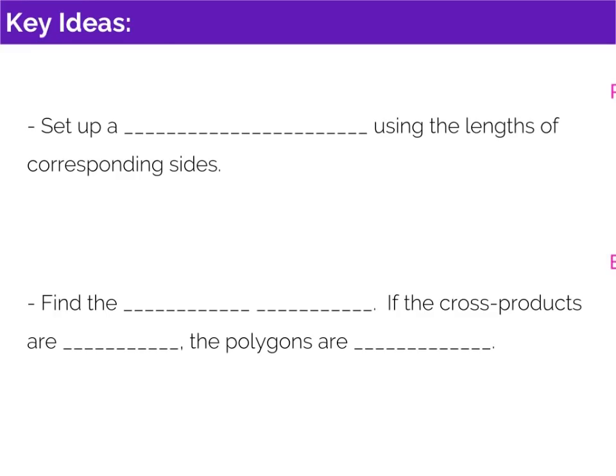Some key ideas that we have to know before we start using proportions with similar figures is we need to set up a proportion using the lengths of the corresponding sides. And we're going to see what that looks like later. Then we're going to find cross products, and if those cross products are equal, the polygons are going to be similar. But remember that we're going to first set up our proportion using lengths of corresponding sides, and then we're going to find cross products. And if the cross products are equal, the polygons are similar.